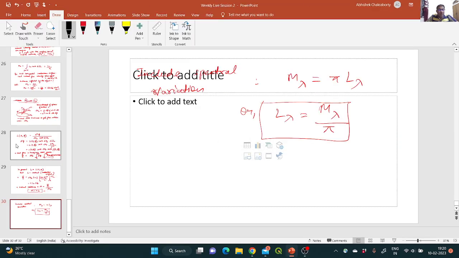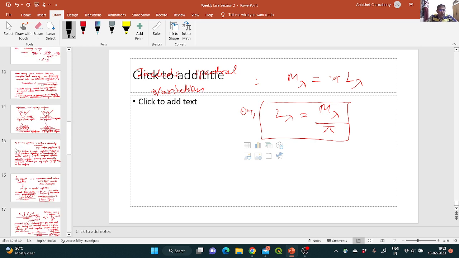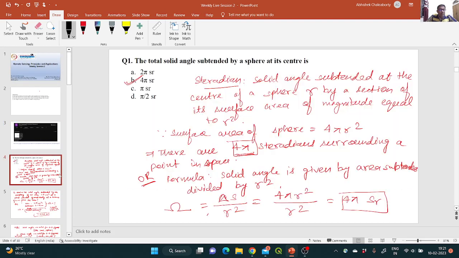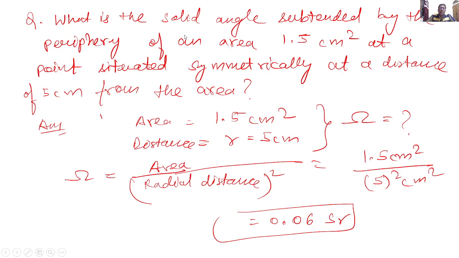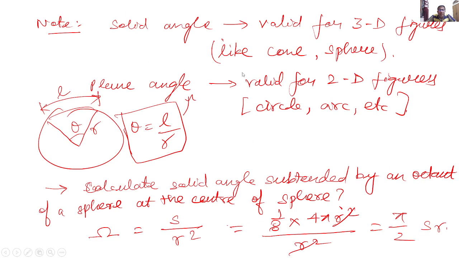So that's it for today, but I will try to wrap it up with a brief revision of whatever we discussed today. Firstly, we took a numerical on the total solid angle subtended by the sphere at its center. We understood that steradian is basically a unit to quantify the solid angle, unlike the plane angle, which is the ratio of the arc length to the radius. We found out that the total solid angle subtended by a sphere at its center is basically 4 pi steradians. Then we took some cases. We got to know the solid angle subtended by a point symmetrically at a particular radial distance from a particular area. We did that numerical. Then we took a common general case of an octant of a sphere, and we understood that the solid angle for that case would be pi by 2 steradian.